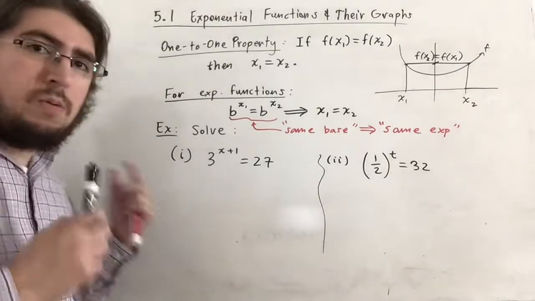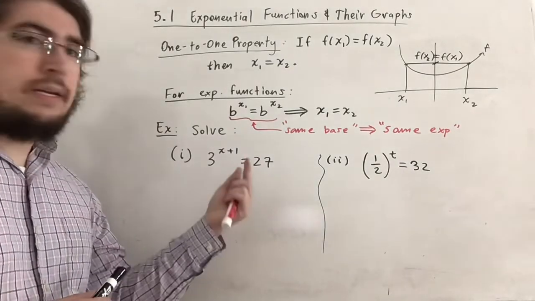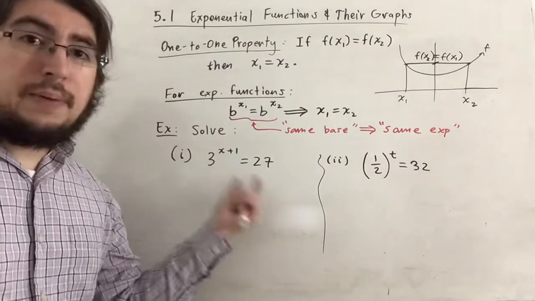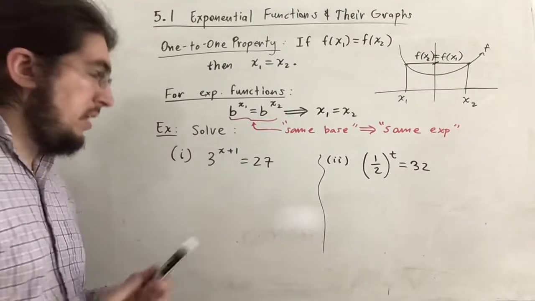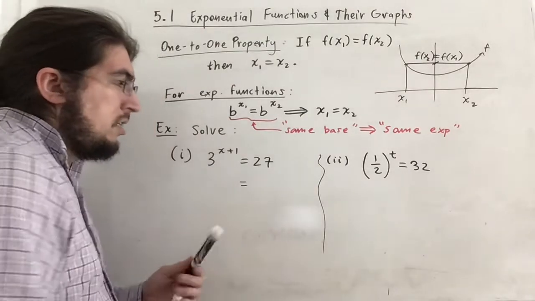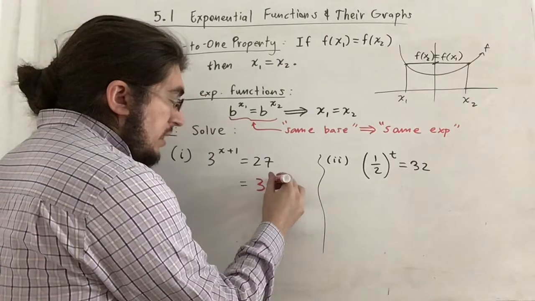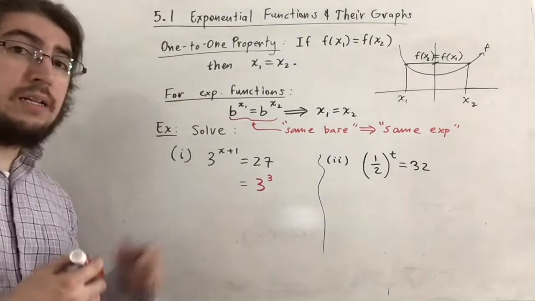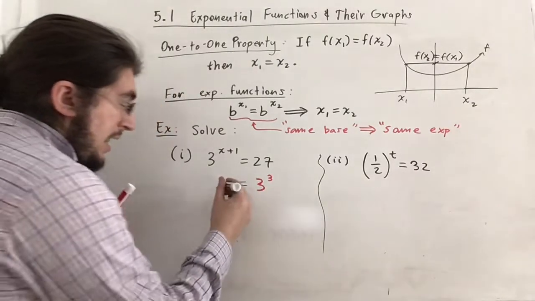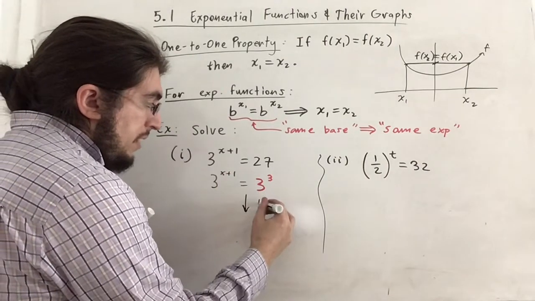Let's see. So we want to have the same base. Here, what's the base? It's 3. Here, what's the base? It's 27. Well, the base isn't 27, but the number is 27. So we need to ask ourselves, is 27 3 to the something? And it is. You can write it as 3 to the 3. So if you write 27 as 3 to the 3, and on this side, this is 3 to the x plus 1, then we can apply the 1-to-1 property.